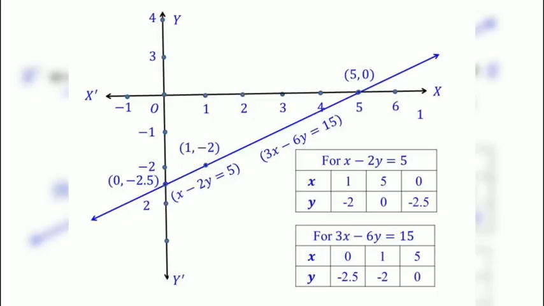So this is the graphical representation of the third pair of linear equations in two variables. You can observe that the two lines coincide with each other. So there are infinitely many solutions of that pair of linear equations in two variables.